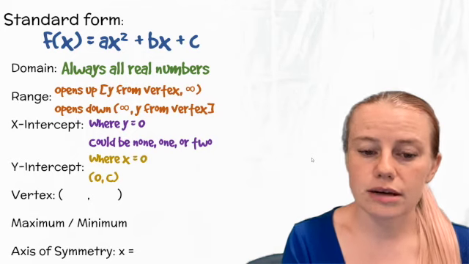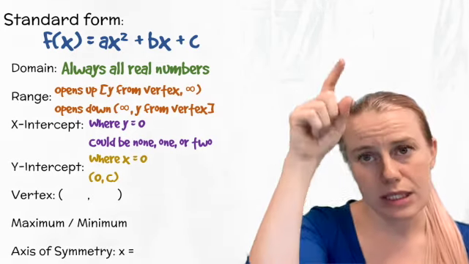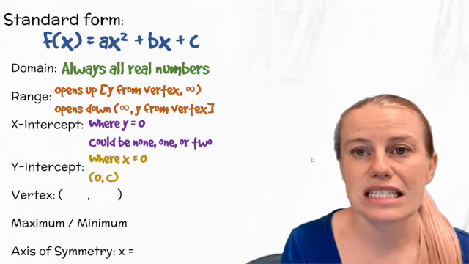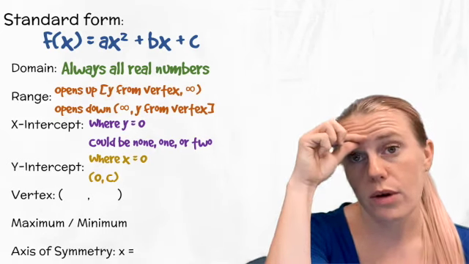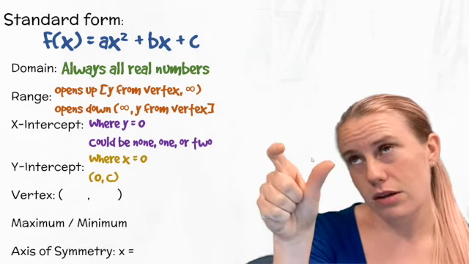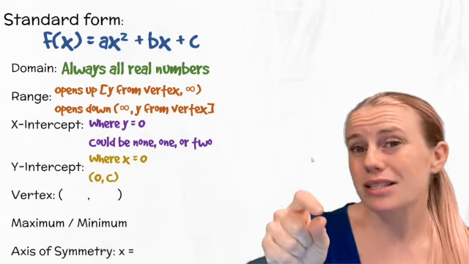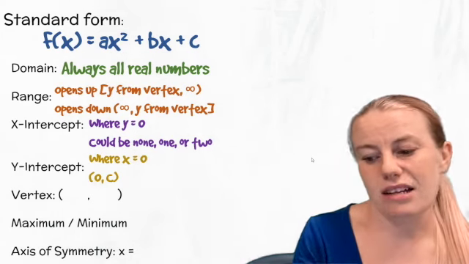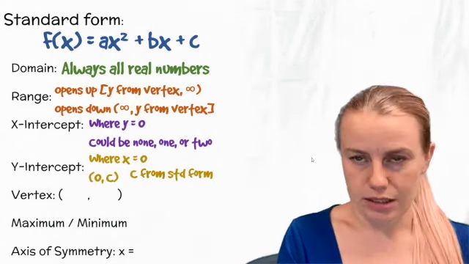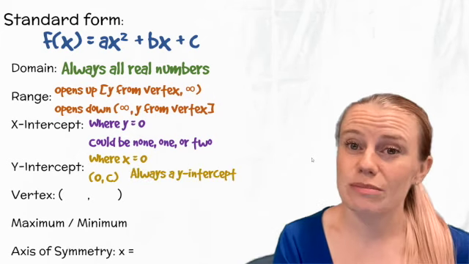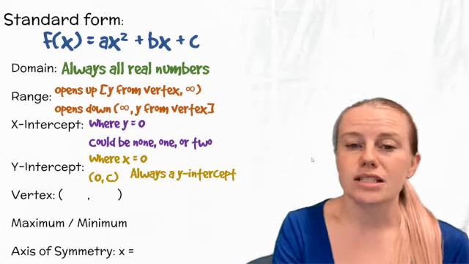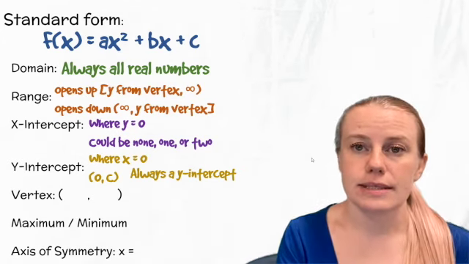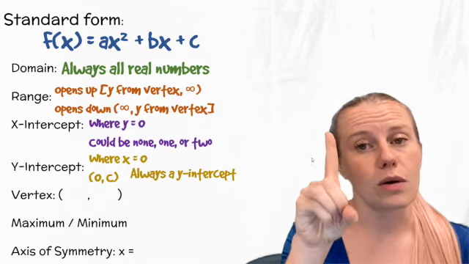Our y-intercept is where x is 0. Remember, that's where it crosses the y-axis. And so that's going to be at 0, comma, c. That's c from our standard form equation. So also note, if it's plus c, then it's going to be a positive c for our y-intercept. And if it's a minus c, then it's going to be a negative. And there's always going to be a y-intercept. Because our domain is all real numbers, it's always going to, at some point, hit that y-axis. One time. Always, only once.